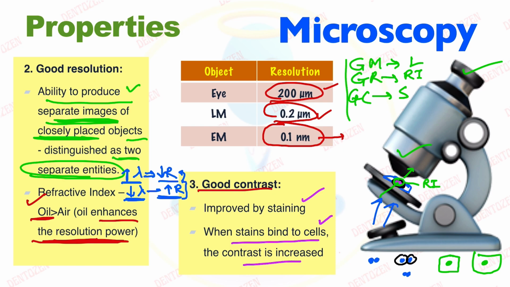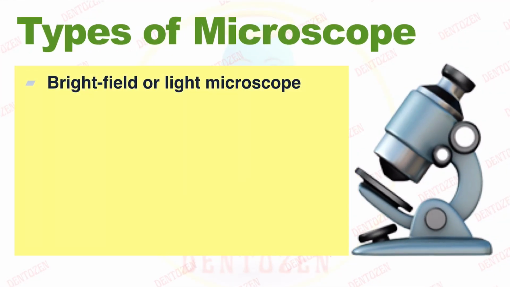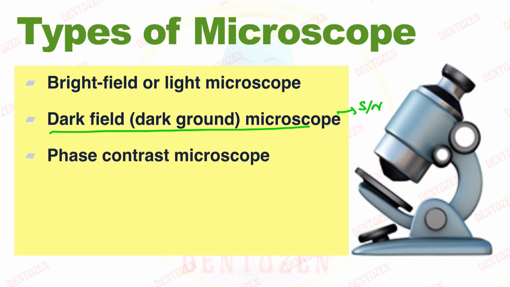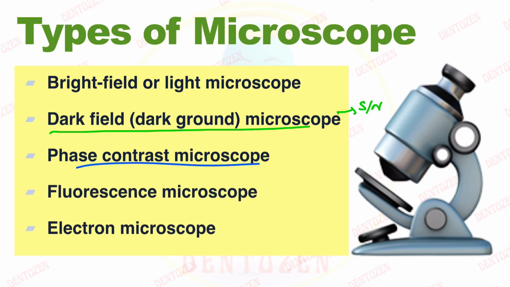Now let's talk about the different types of microscopes. Bright field or light microscope, dark field or dark ground microscope, which can be important for short mode. Then phase contrast microscope, fluorescent microscope, and finally the electron microscope.